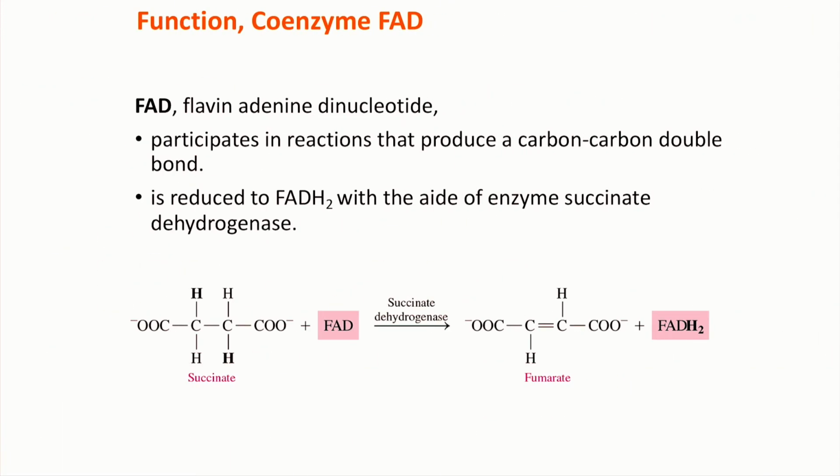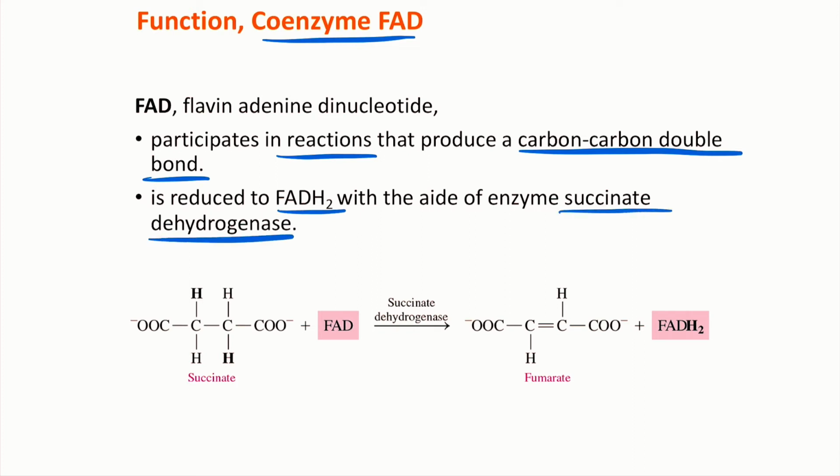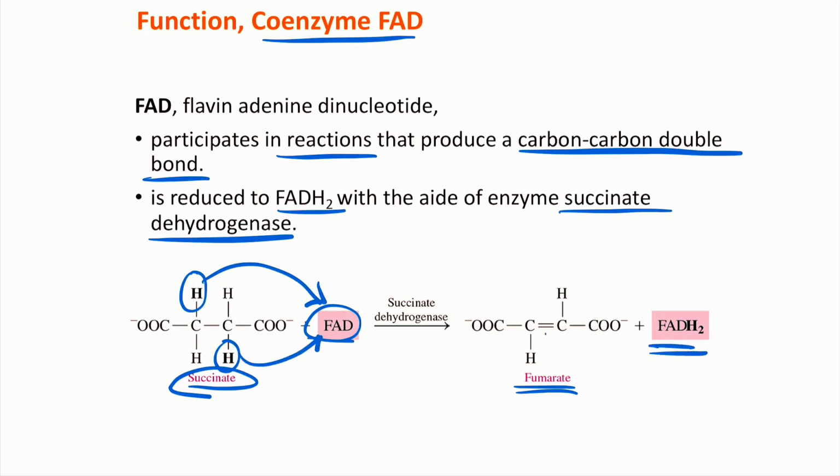So what is the function of the coenzyme FAD? It generally participates in reactions that produce a carbon-carbon double bond. Most commonly it ends up reducing to FADH2 with the aid of the enzyme succinate dehydrogenase. Succinate is this structure where you have a diacid structure. With FAD, it creates fumarate, where it creates a double bond. It removes these two hydrogens, which will bond with FAD and create FADH2.